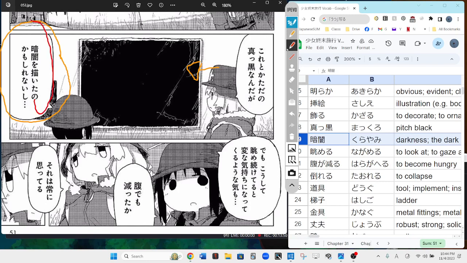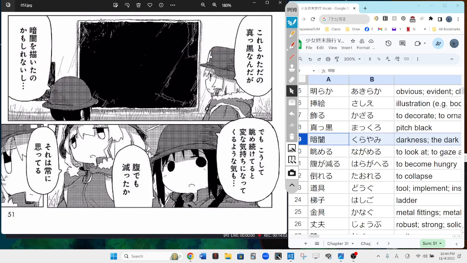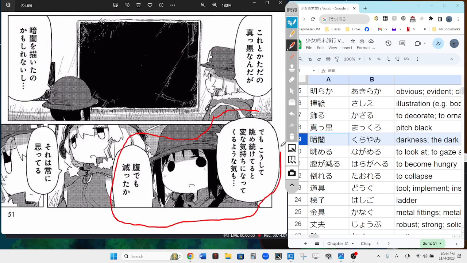So yeah, so no kamoshirenai just means perhaps. Kaku is to draw something, and yami is darkness. So a drawing of darkness. This is probably just, you know, a drawing of darkness. I'm guessing this is one sentence, so it goes to Anthony.